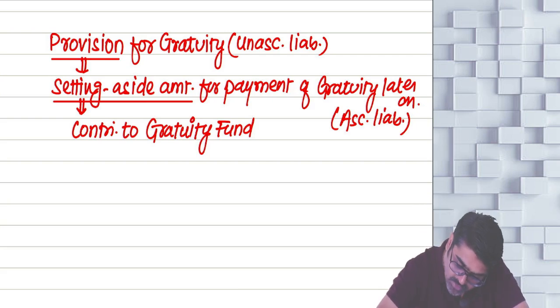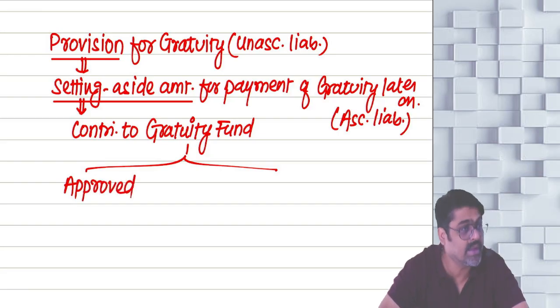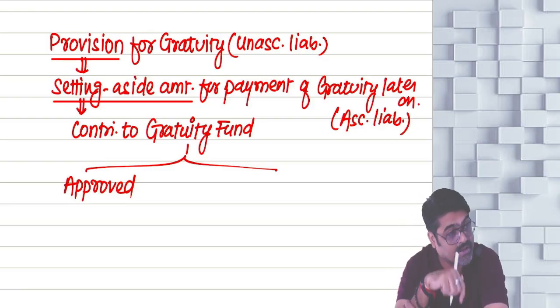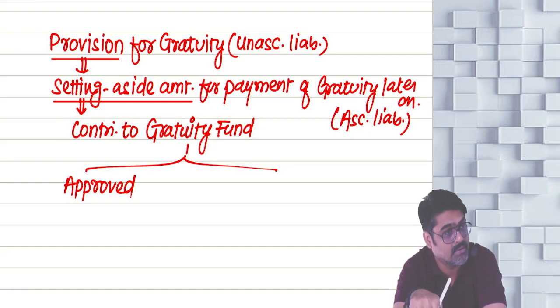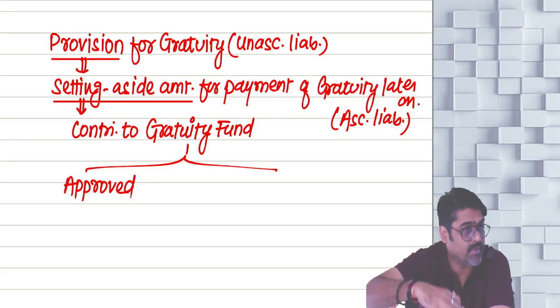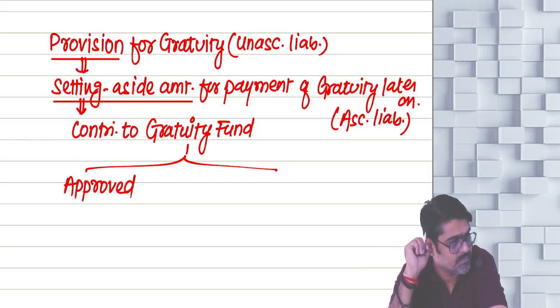Now, if this contribution is happening to a gratuity fund, can I say the gratuity fund can be approved? Yes or no? Meaning it was required under the law, and as per the requirement of the law, I have made this gratuity fund and I am getting it approved also. So can I make the contribution right now to an approved gratuity fund? So in 25-26, I am making the contribution to an approved gratuity fund.